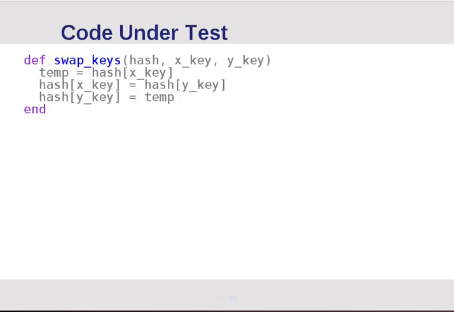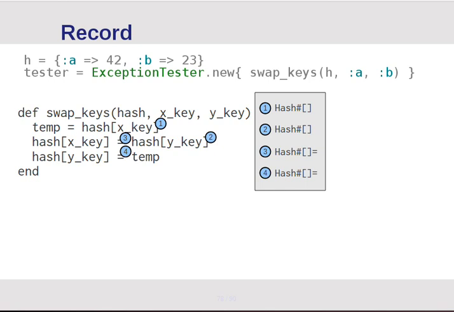I'm going to step through this. So here's some code under test. Here's a classic little piece of code that just swaps two keys in a hash. In the record phase of our exception tester, we create a hash. We pass the test script. The test script in this case is a call to swap keys that says swap keys A and B. And in the record phase, we execute that code and we record every external call that's made by that code. So in this case, it records 4 call points, which are all calls to hash methods.